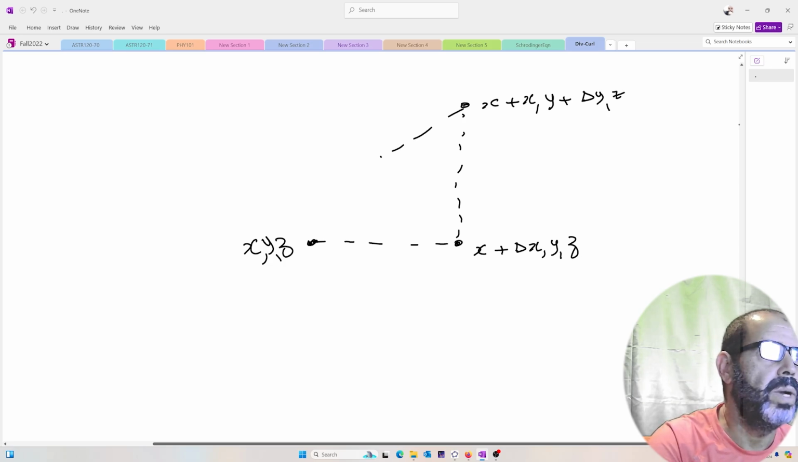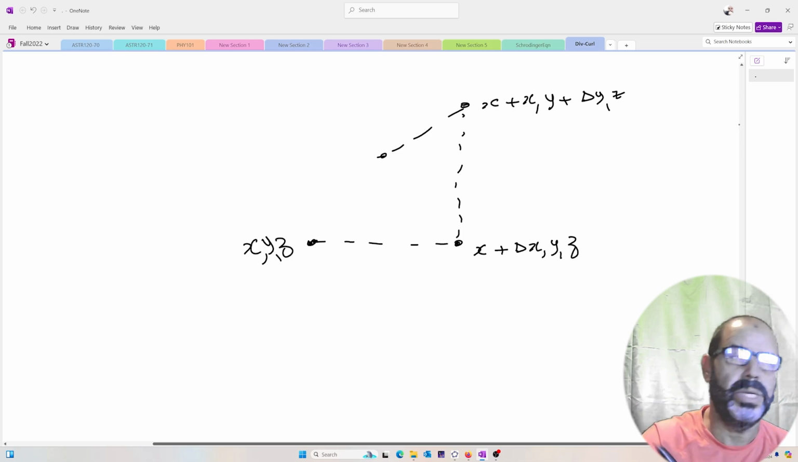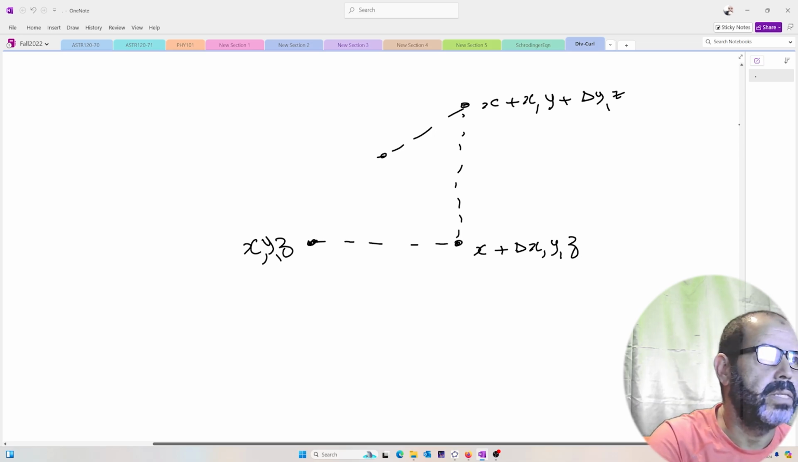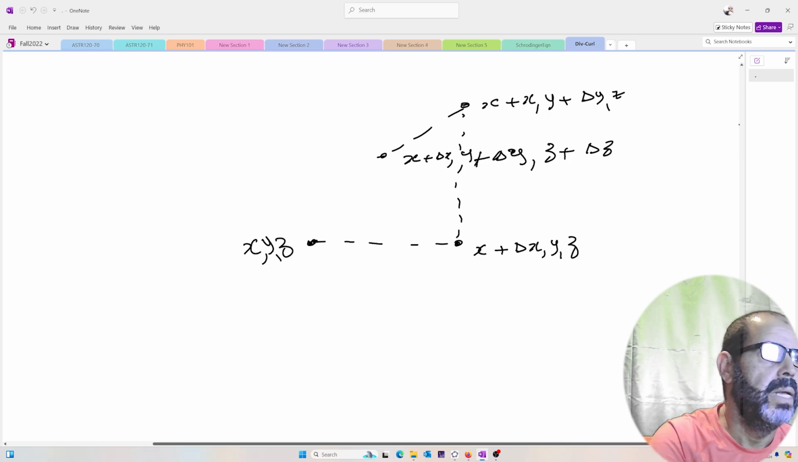And then we go in depth into the screen by an amount delta z. So this is going to be x plus delta x, y plus delta y, and z plus delta z. Okay, obviously, I'm going to finish this shape here. It's going to be a cube, of course.